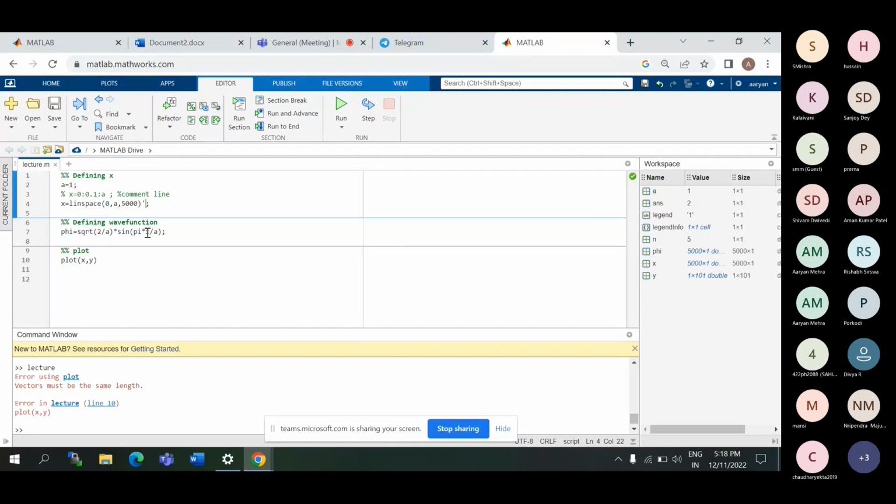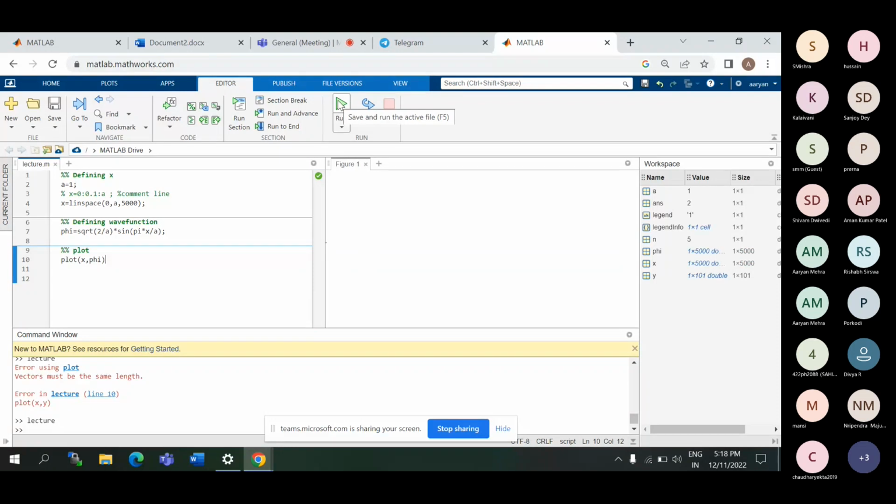Okay, we haven't given any y. Sorry, we should write x versus phi, right? Our function is phi. So x versus phi. So now let's run. So you see, you have got the graph. Everyone can see the graph. Yes, sir. How many of you say it is a good graph? What are the things that are missing in this graph?